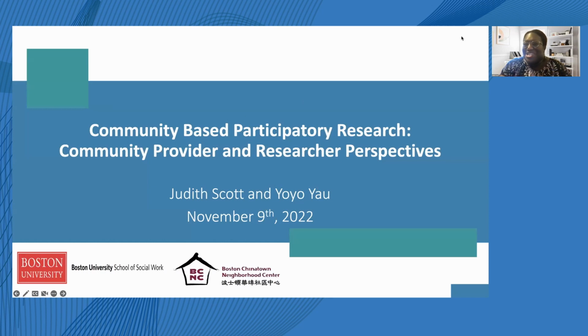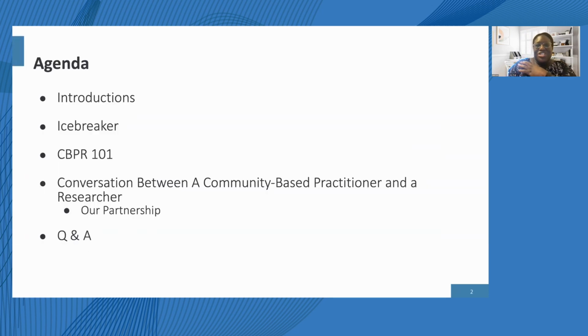Thanks, Andy. I'm going to start out with a PowerPoint, and then eventually we'll take it away because I do not like not seeing people. So we're doing community-based participatory research, and I'm doing this with Yoyo, who's from Boston Chinatown Neighborhood Center in Boston, and I'm Judith Scott, and I'm from Boston University School of Social Work. We're just going to start with a quick icebreaker, a word or two from you in the chat, and then making sure that we're all on the same page regarding participatory frameworks. And then Yoyo and I will have a conversation in which we'll talk a lot about how we navigate these kinds of partnerships, and then we'll open up for Q&A.